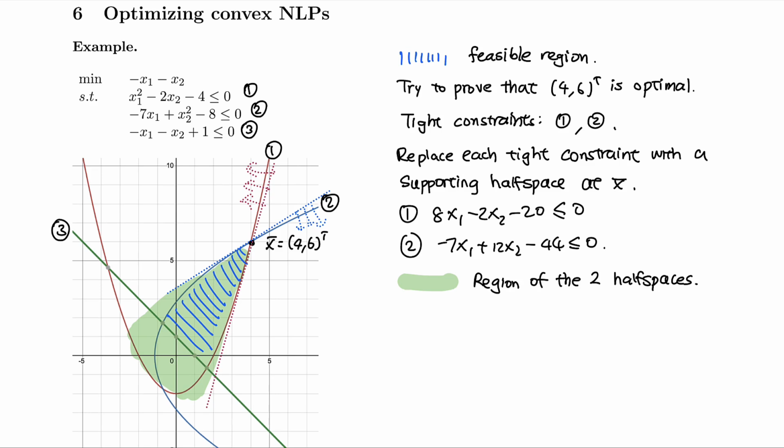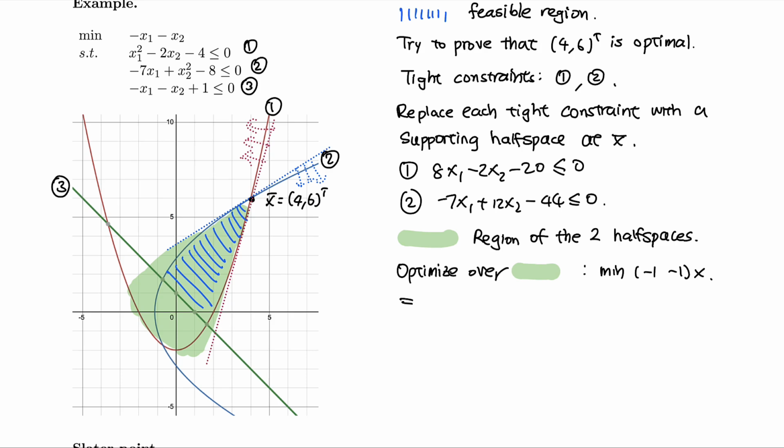Notice that this region contains the feasible region of our NLP. We will now optimize over our shaded region using min (−1, −1)x as our objective. This is then equivalent to maximizing (1, 1)x subject to the 2 supporting half spaces as our constraints. And now this is a linear program. So when is x bar optimal for our linear program?